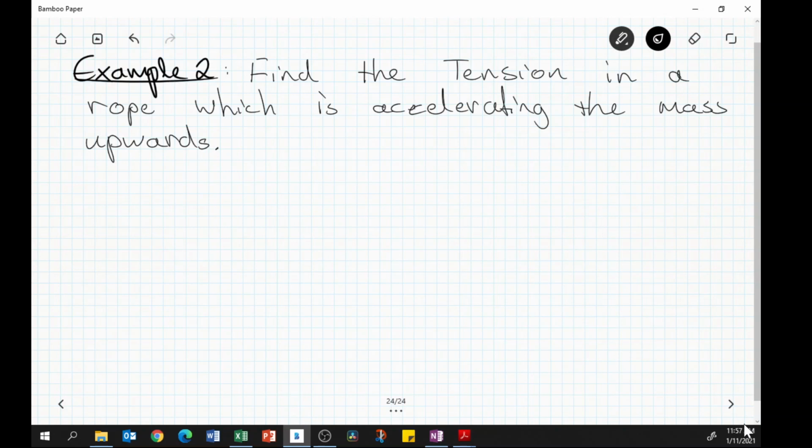All right, here's our image for this one. Now, you'll notice a change in convention here, okay? I've immediately drawn a diagram slightly different.